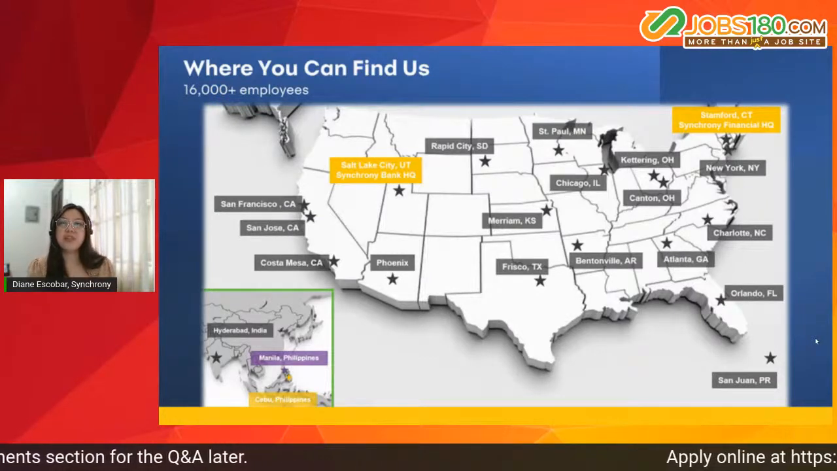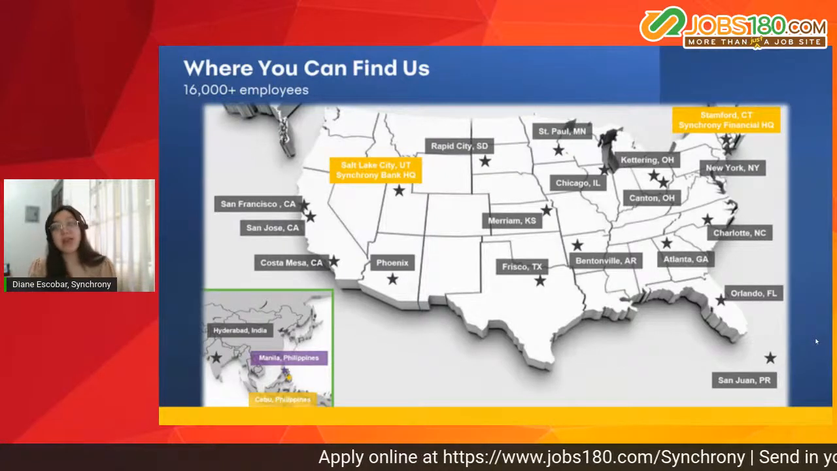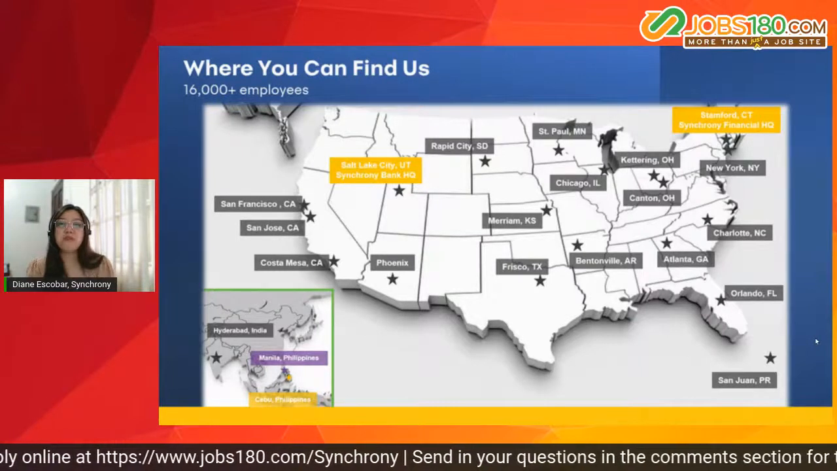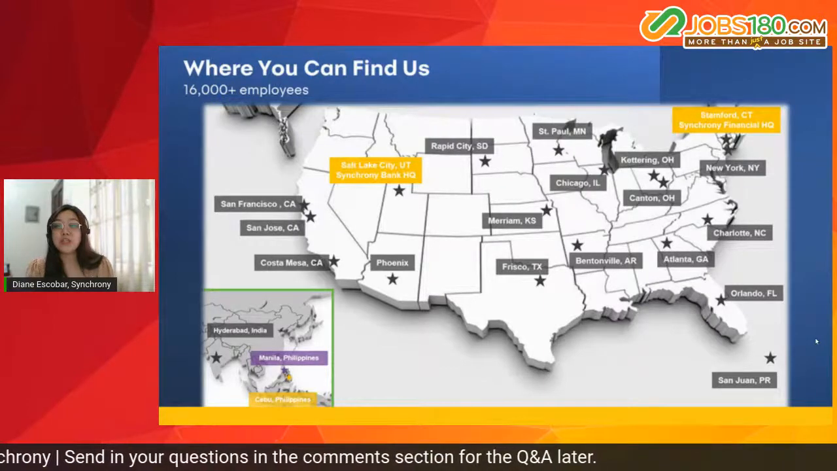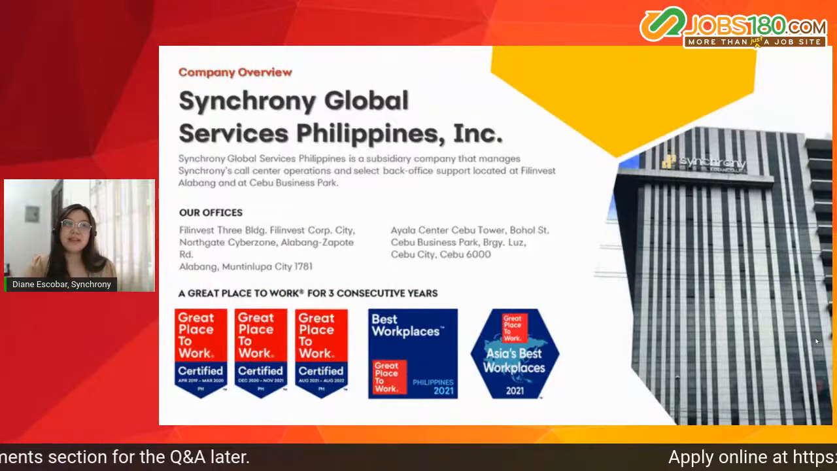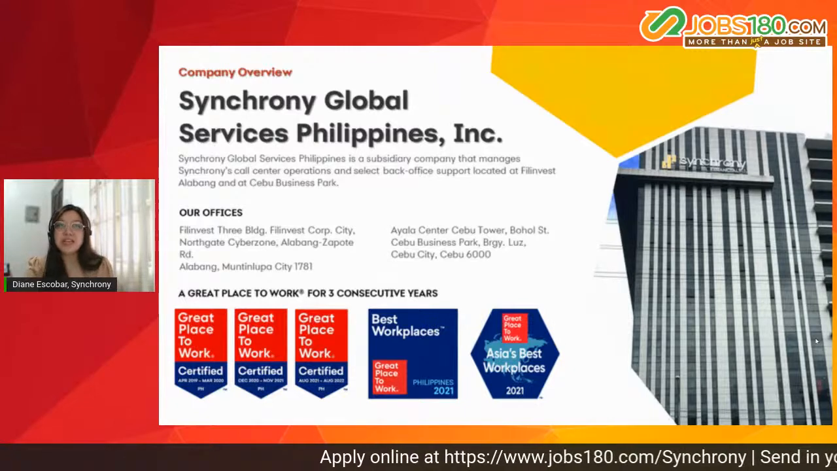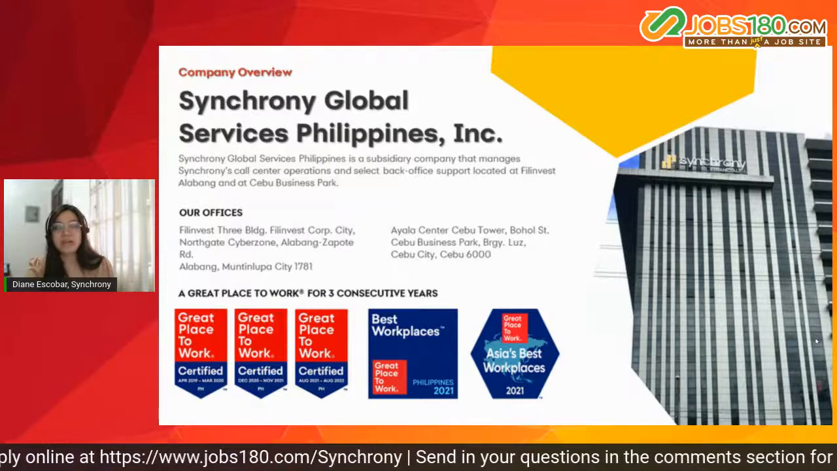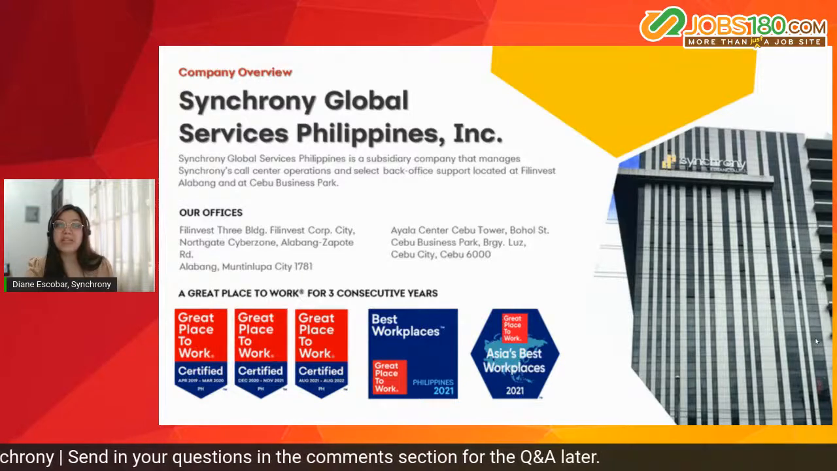So with these locations, we have over 6,000 employees and still growing as we speak. We are still providing opportunities, especially to Filipinos, with a great list of opportunities given to you guys. For our Philippine site, Synchrony Global Services Philippines Inc. is a subsidiary company that manages Synchrony's call center operations and select back office support located at Philinvest Alabang and Cebu Business Park.